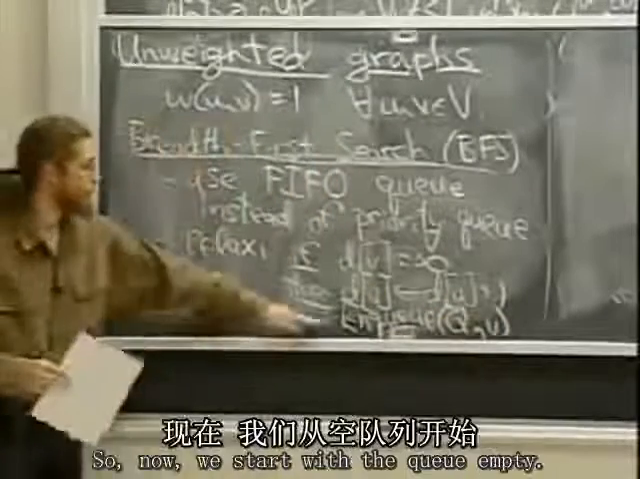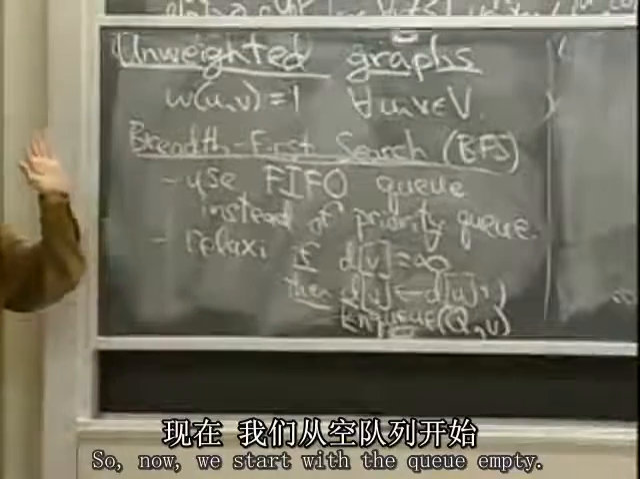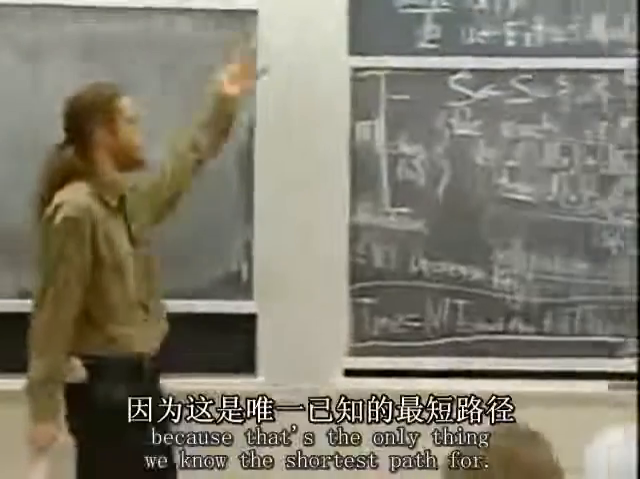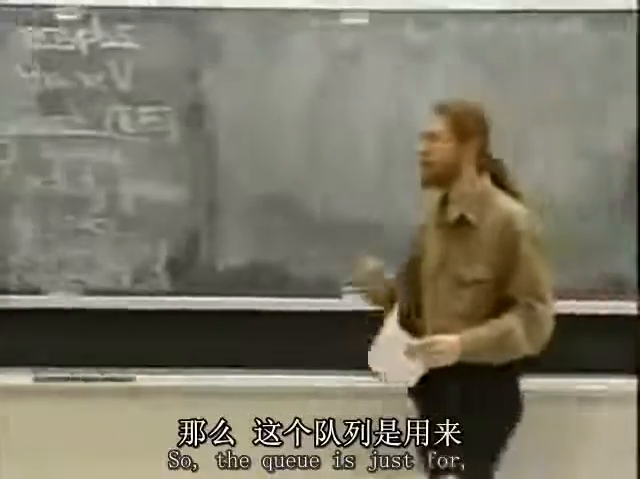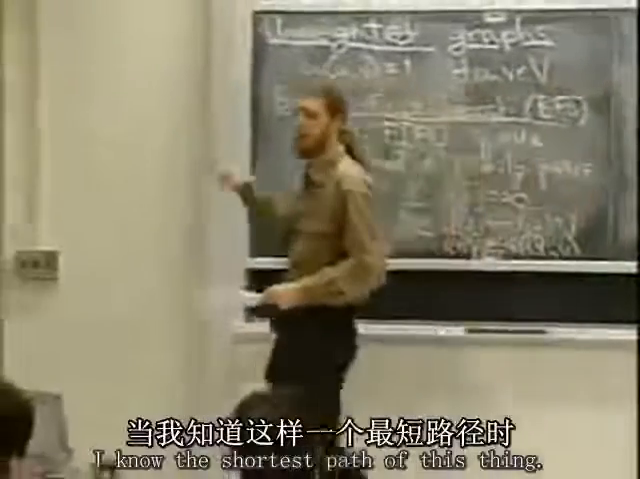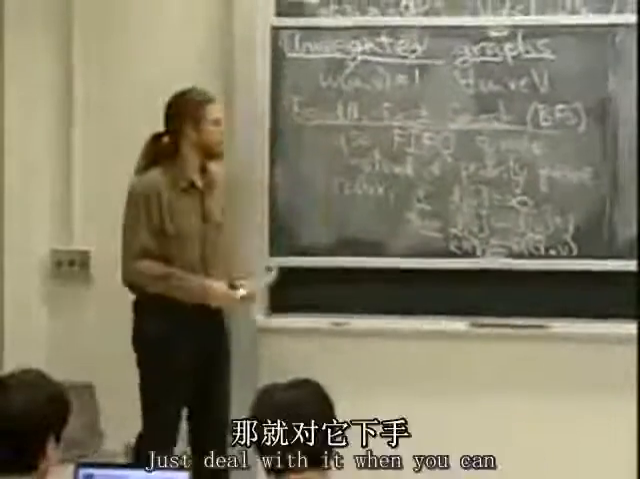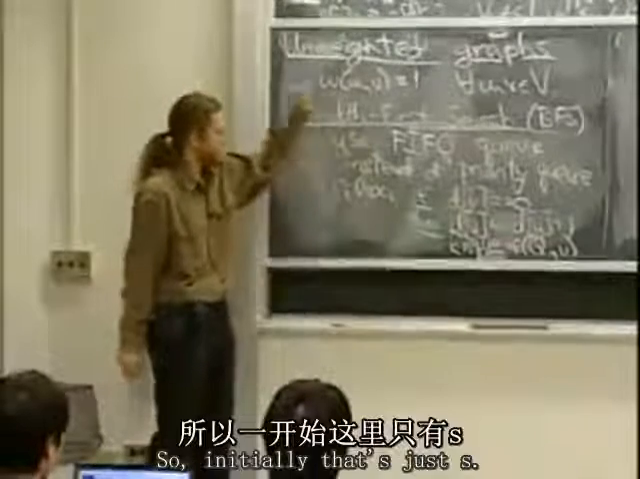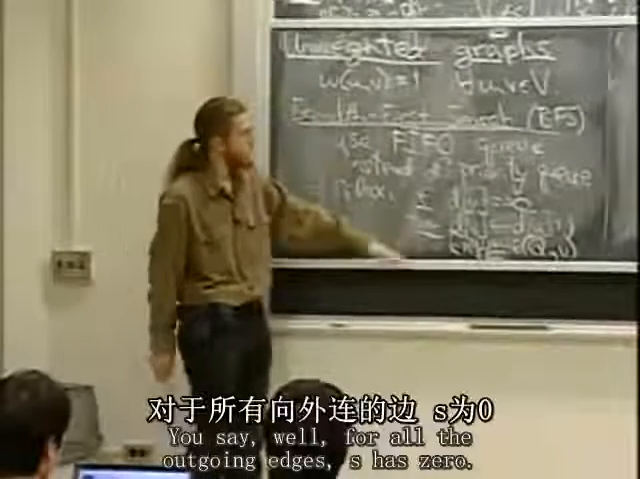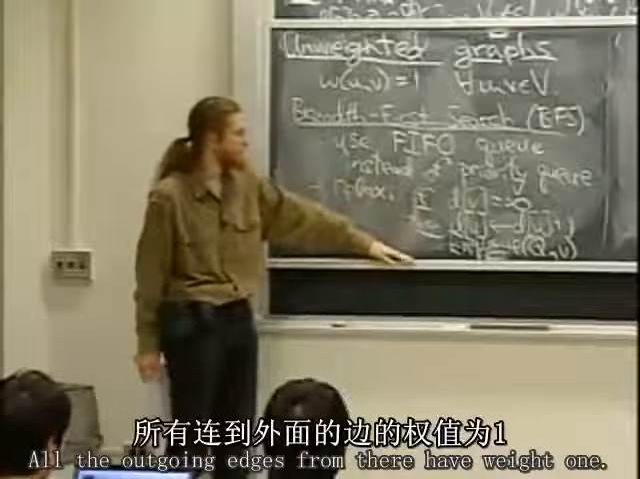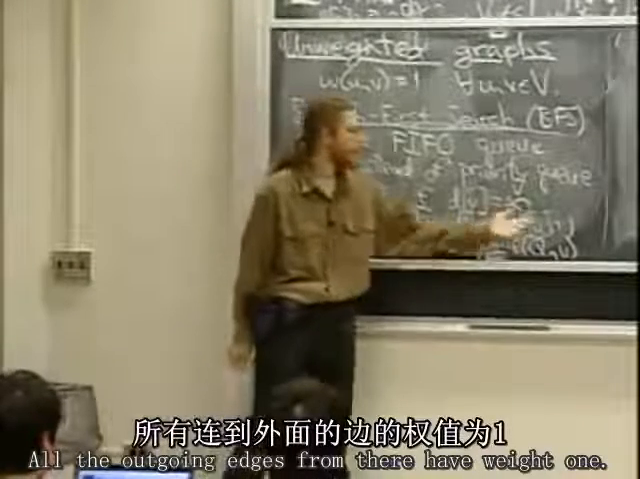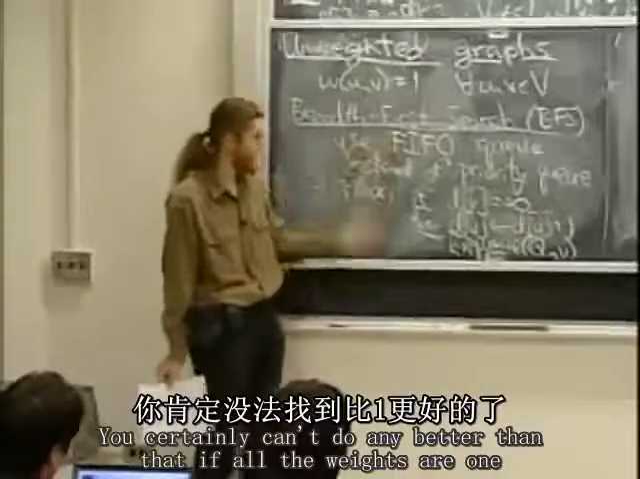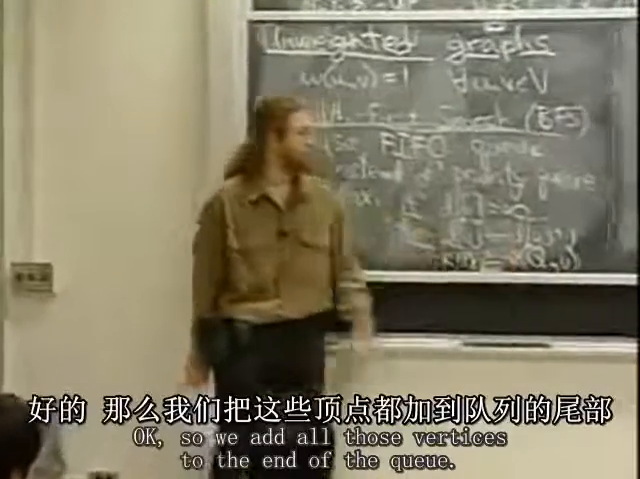So we start with the queue empty. Actually, it will just contain the vertex s, because that's the only thing we know the shortest path for. So the queue is just for, I know the shortest path of this thing, just deal with it when you can. Look at all the outgoing edges when you can. So initially that's just s. For all the outgoing edges, s has 0, and all the outgoing edges from there have weight 1. Shortest path weight from the source is 1. Certainly can't do better than that if all the weights are 1. So we add all those vertices to the end of the queue.